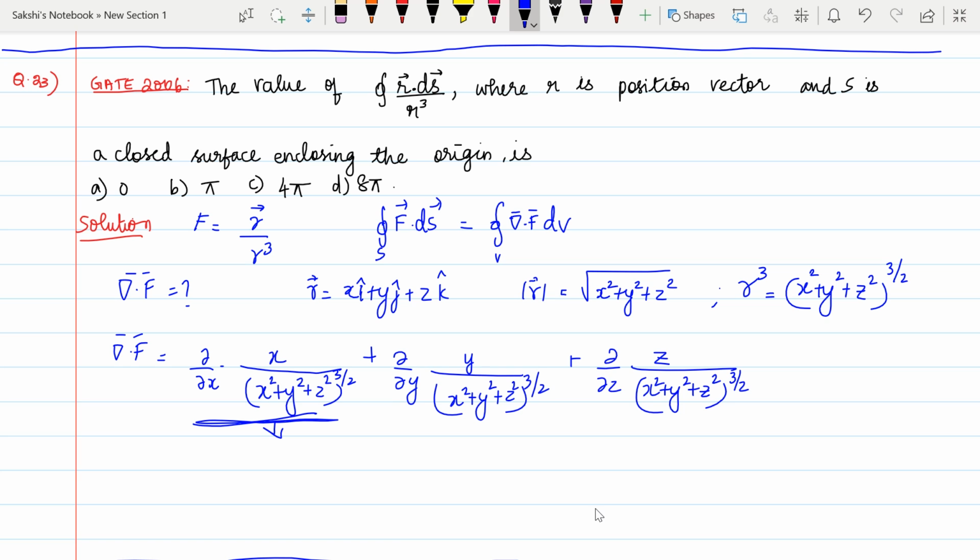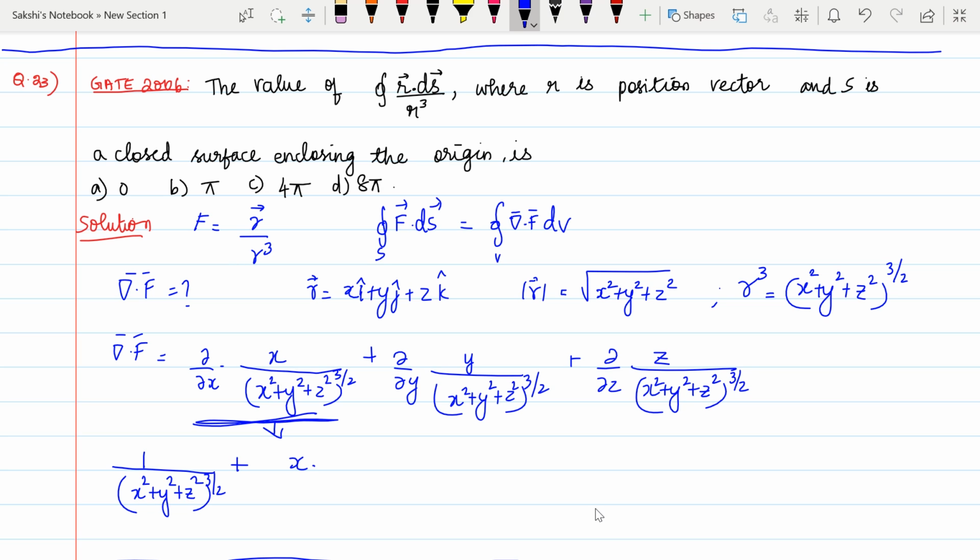So now for dou by dou x, I'm going to use the UV method. I'm going to bring the denominator to the numerator with the power minus 3 by 2. So I can use the UV method now. When I use the UV method over here, first I'm going to differentiate u prime; this is u and this is v. So u prime will be 1, plus v prime u, where u is as it is.